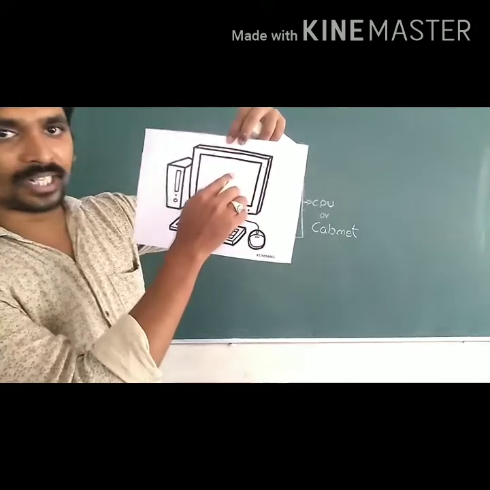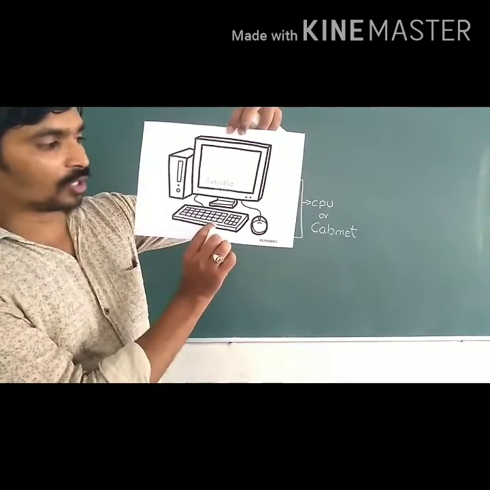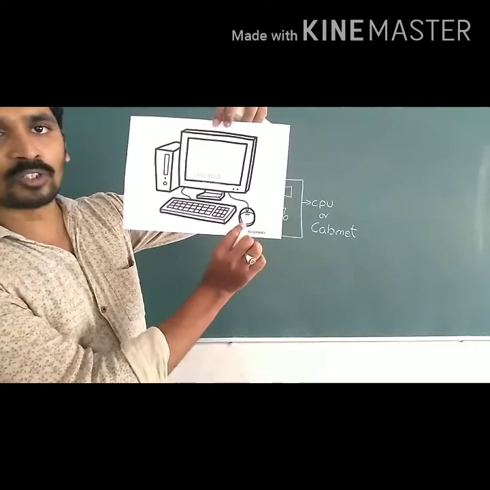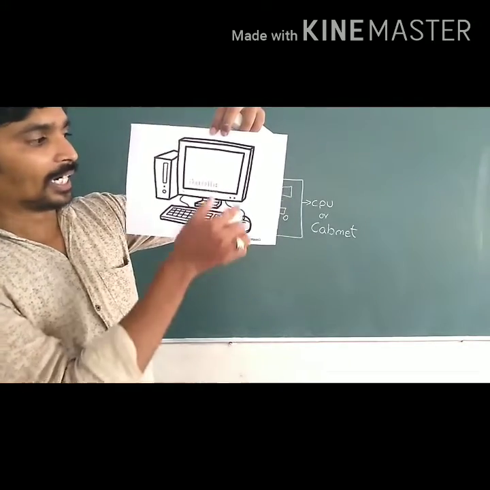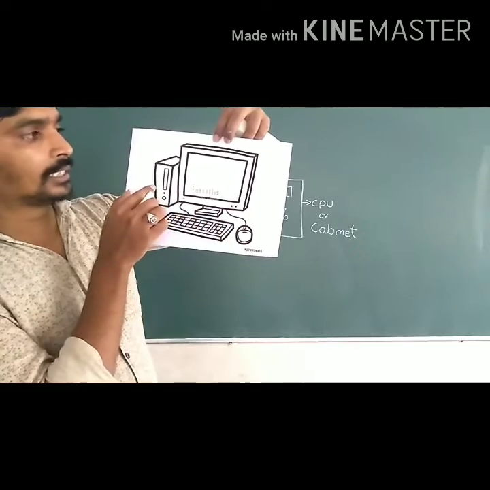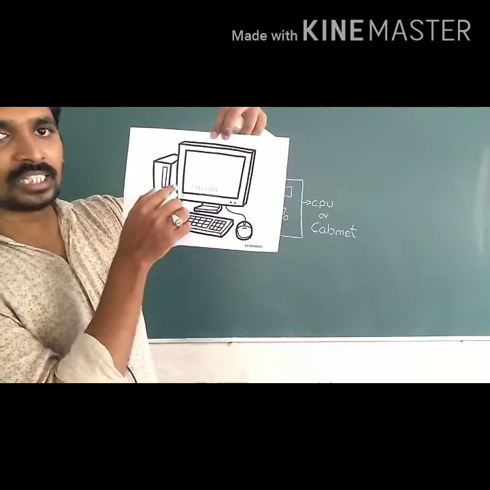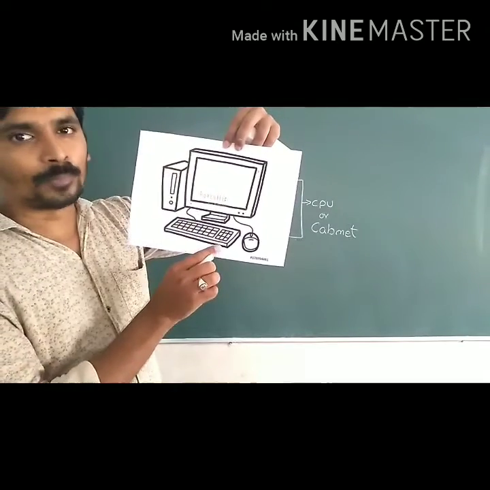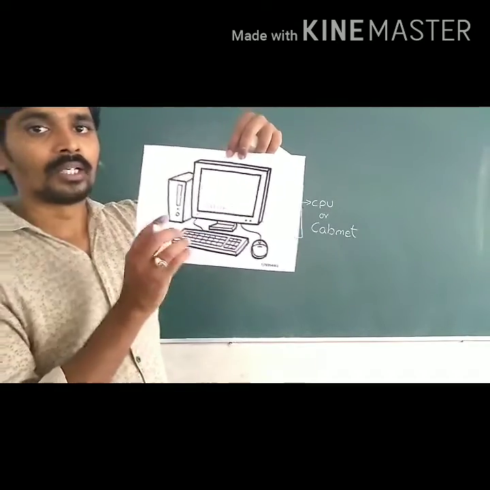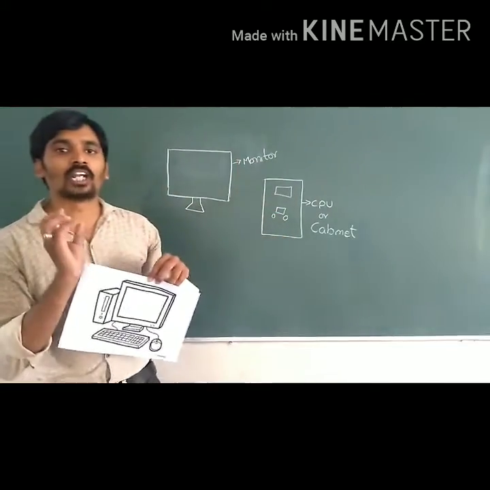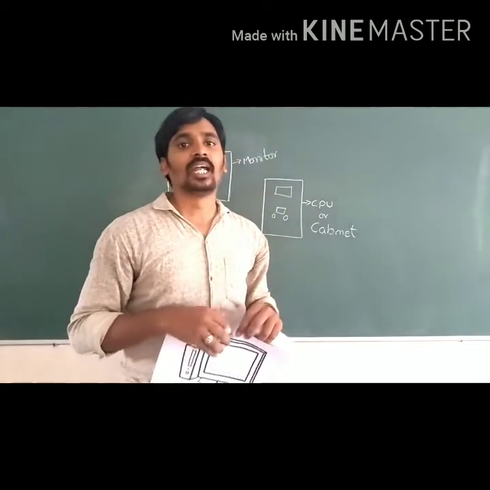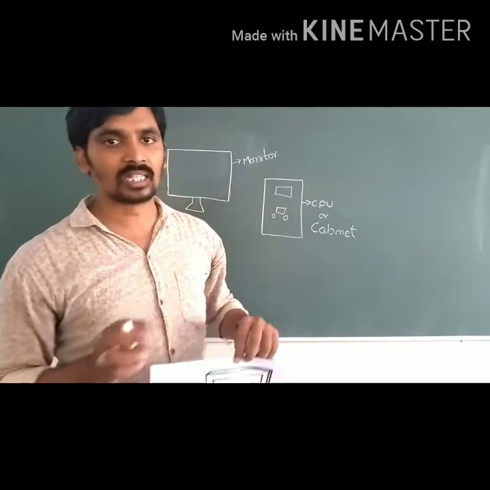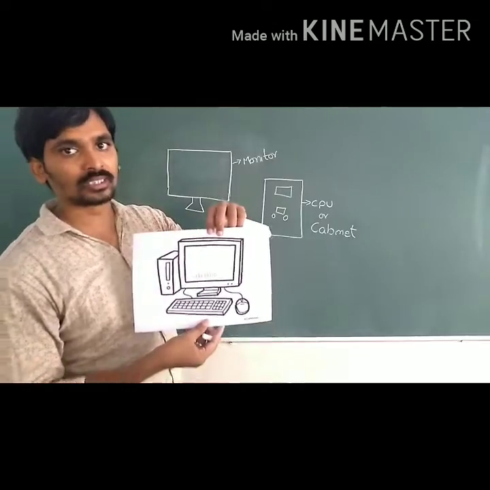This is monitor. Next one, keyboard. Keyboard is an input device and mouse is an input device. All are connected to the CPU. The total is called computer. Computer is an electronic device. It is connected to input and output devices. It is called computer.